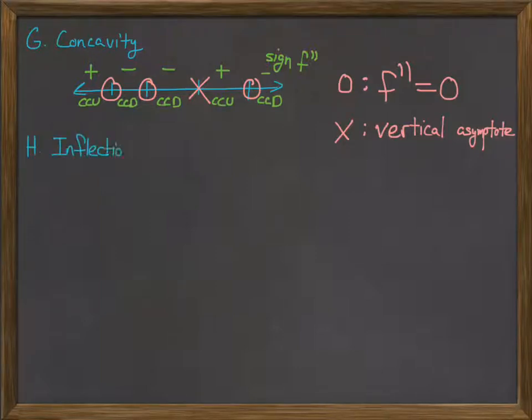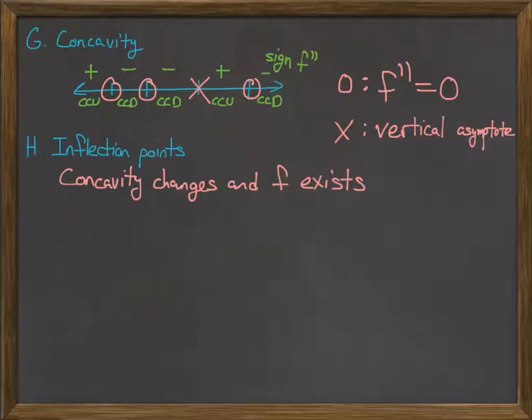Inflection points. In order for something to be an inflection point, the concavity has to change, but the function also has to exist. So even though the concavity might change at a vertical asymptote, that can't be an inflection point if the function doesn't exist there.